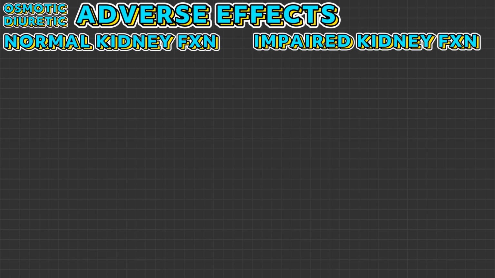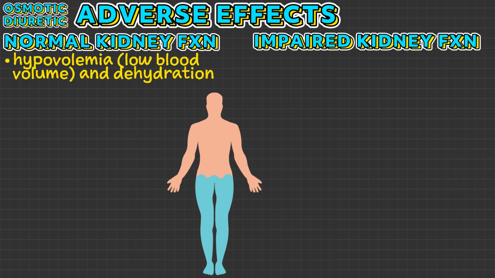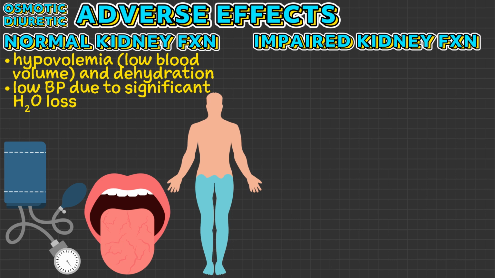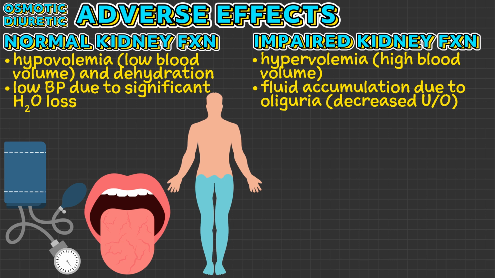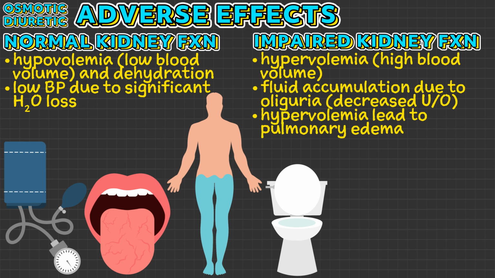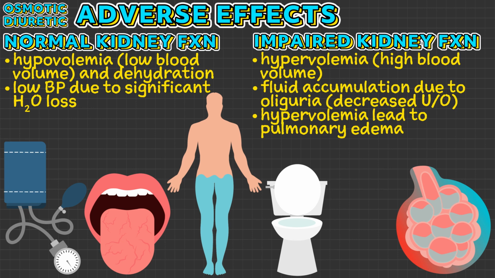In individuals with normal kidney function, osmotic diuretics can cause hypovolemia, or low blood volume, and dehydration, which can sometimes lead to low blood pressure due to significant water loss. Whereas in those with impaired kidney function, osmotic diuretics can cause hypervolemia, or high blood volume, due to fluid accumulation in the intravascular space, due to oliguria, or decreased urine output. Hypervolemia can also result in fluid leakage from the intravascular space, leading to pulmonary edema.